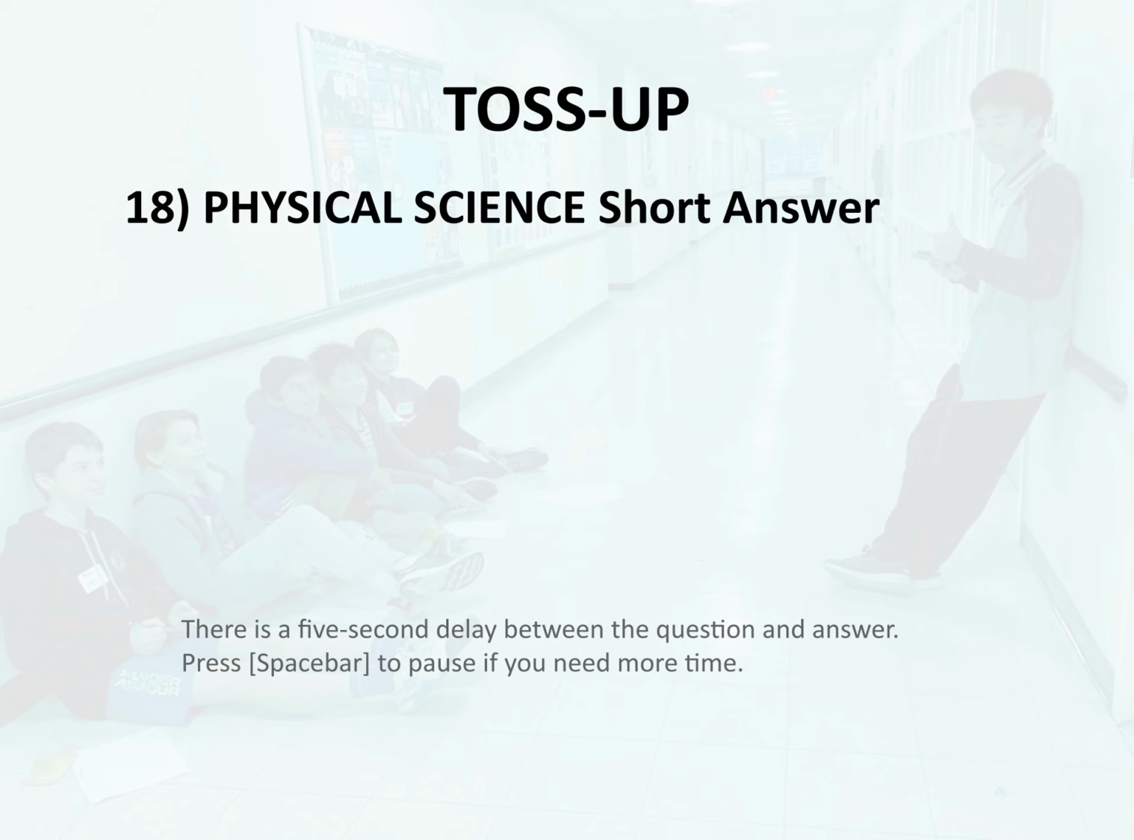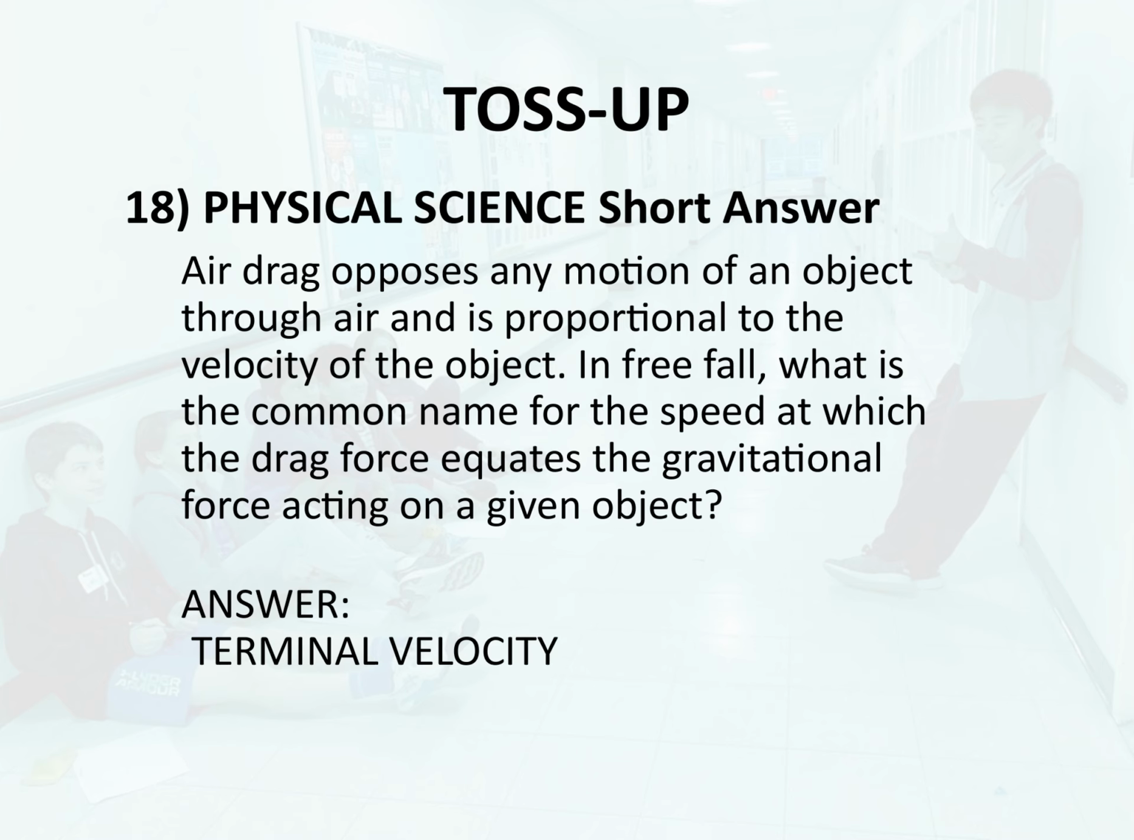Toss-up 18. Physical science. Short answer. Air drag opposes any motion of an object through air and is proportional to the velocity of the object. In free fall, what is the common name for the speed at which the drag force equals the gravitational force acting on a given object? Answer. Terminal velocity.